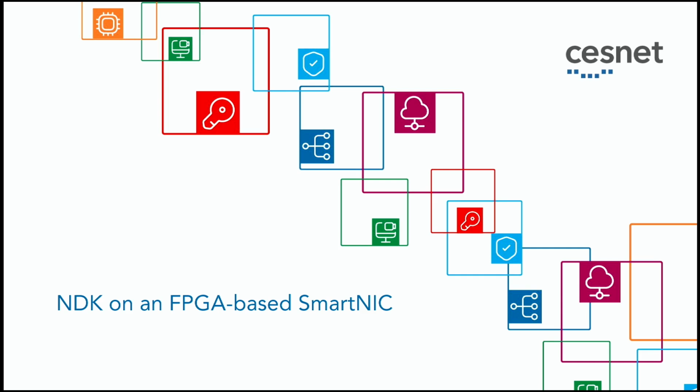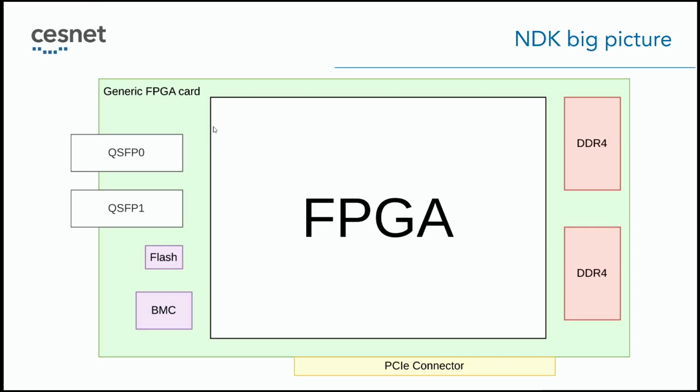Now we move a little bit deeper into the framework itself. The NDK is mainly for network applications, meaning we use FPGA-based SmartNICs. This is a very simple diagram of an FPGA SmartNIC with some QSFP transceivers to connect to the network, a PCI connector to connect to the host PC, the FPGA in the middle, some external memories, and perhaps other peripherals.